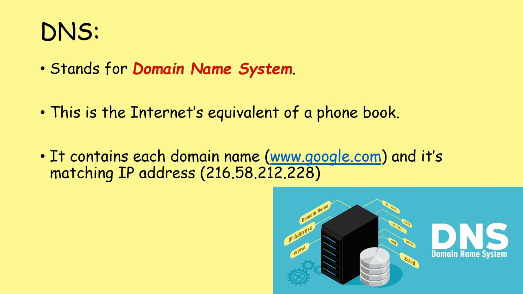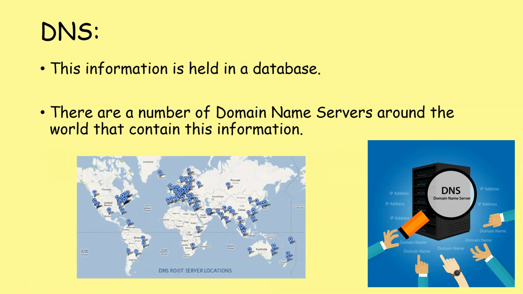You can think of this roughly as the internet's equivalent of a phone book. It contains each domain name, like google.com, and its matching IP address. So for example, when I was researching this lesson, I checked, and one of the many IP addresses that will take you to google.com is 216.58.212.228. In fact, if you type that directly into your web browser, it will take you straight to google.com. So this information is held in a large database.